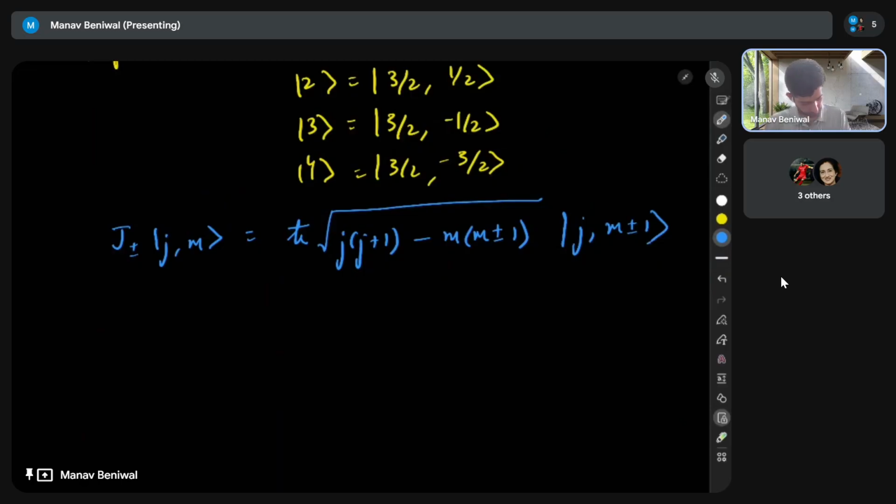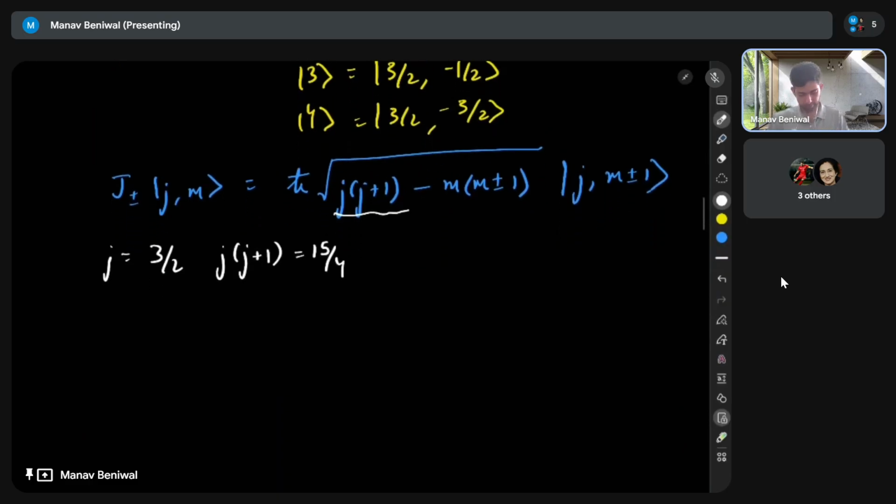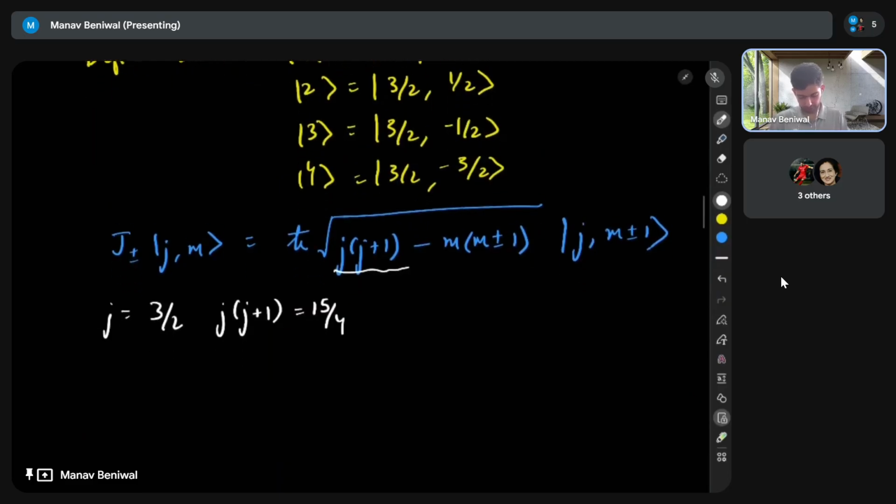In this problem we took j as 3 by 2, so j(j+1) is 3 by 2 times 5 by 2, which is 15 by 4. So this first term is always 15 by 4; this is not going to change. Now let us calculate for all these 4 states what we get.